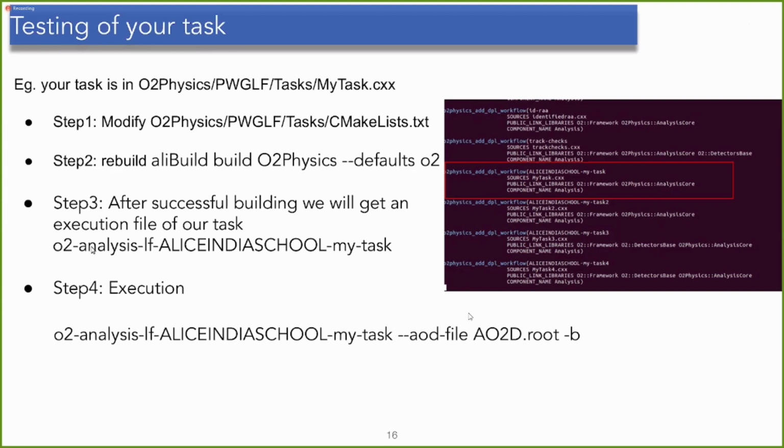If you put it in the PWGHF then you will get hf here. So you need to run this executable task in order to validate your code. And how can we run it? We can run it by just using this command.